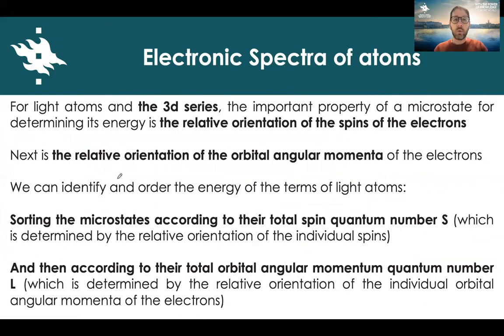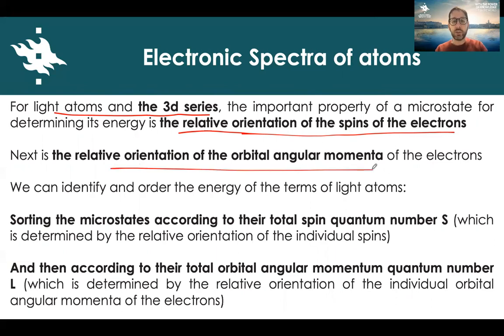All right. So when we consider light atoms in the 3D series, an important property of the microstate that determines its energy is the orientation of the spins of the electrons. This is the first factor that influences the energy, the relative orientation of the spins, and after this, the relative orientation of the orbital angular momentum, as both of these things will influence the electron-electron repulsion.